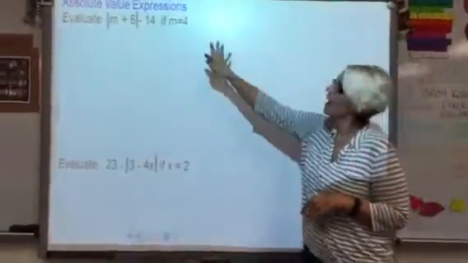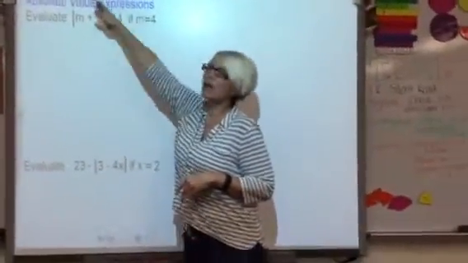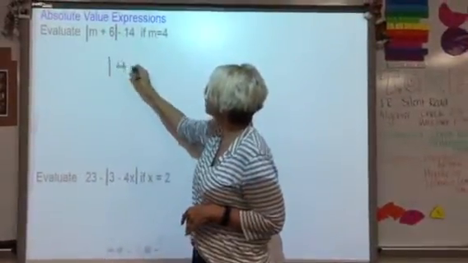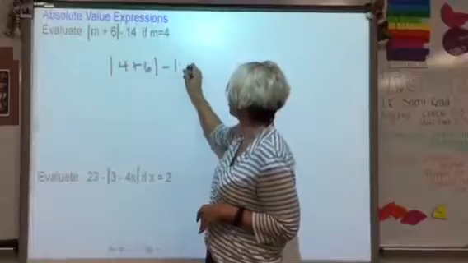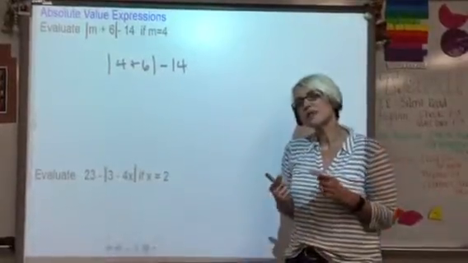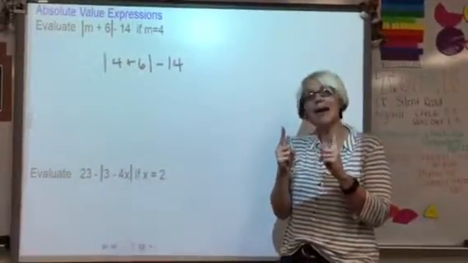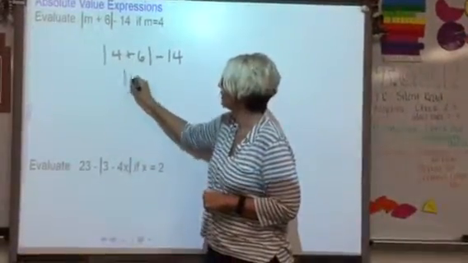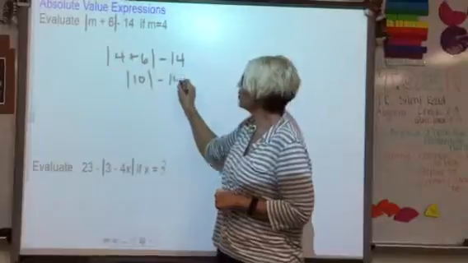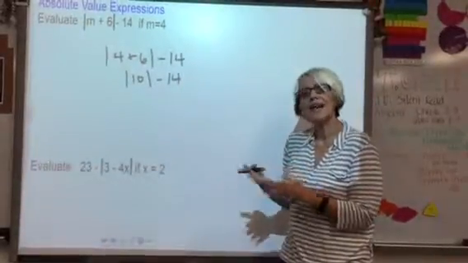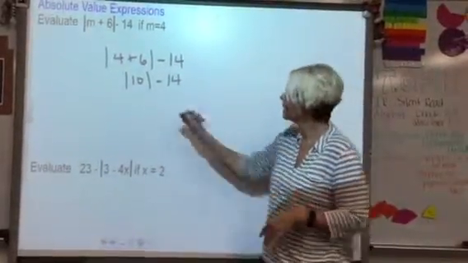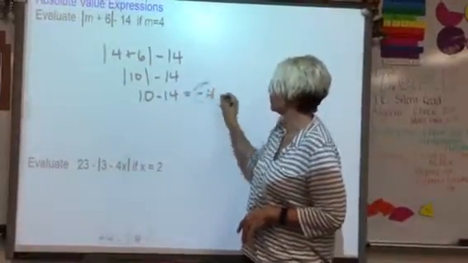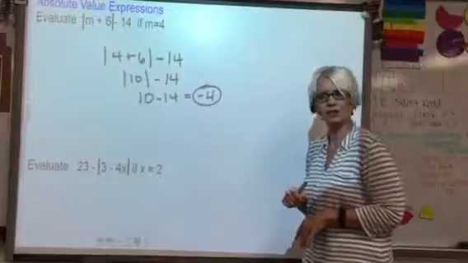So in this case, I just need to solve by plugging and chugging here. So m is 4, so I plug that in, so it's 4 plus 6 inside absolute value. Order of operations, we consider the absolute value sign as parentheses, so you have to do those first. So 4 plus 6 is 10. So guys, what's the absolute value of 10? How far is 10 from 0? It's positive 10. So we subtract 14 and we get -4. So that's our result from this expression.